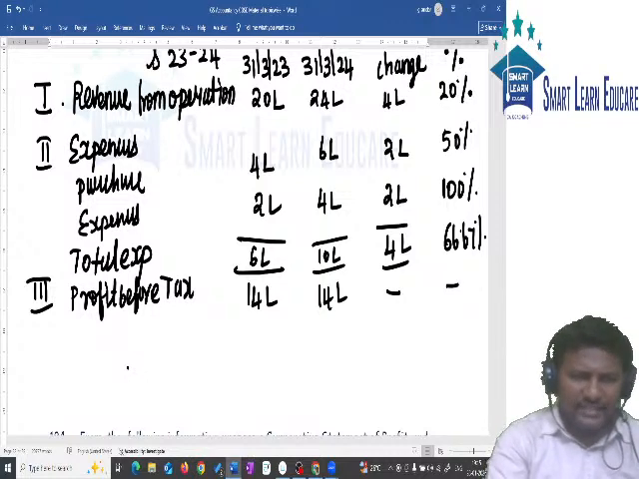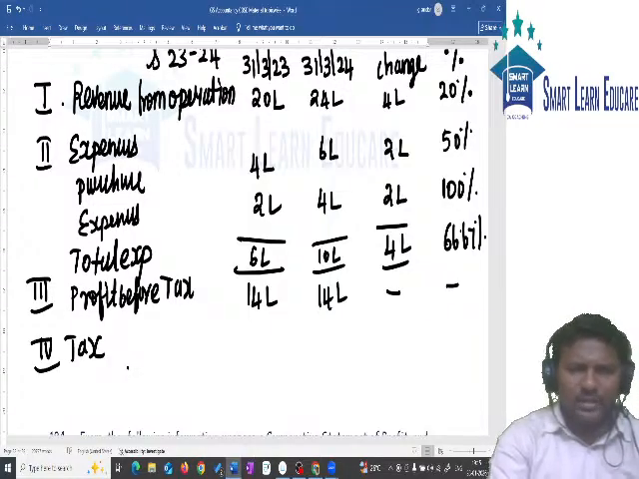Now less tax. The fourth element is tax. Tax should be calculated on profit. It is 14 lakhs into 50 percentage, which will give you 7 lakh.